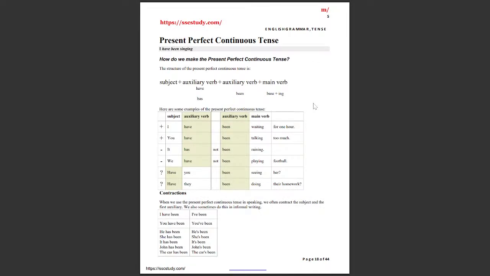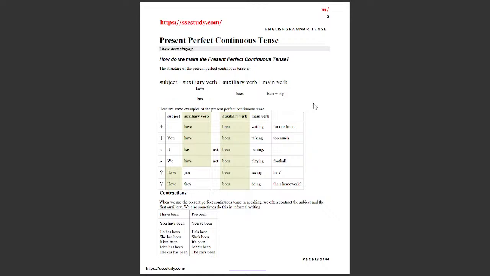So we have finished that, and let us see the present perfect continuous tense. Present perfect continuous tense is like I have been singing. The structure of the present perfect continuous tense is: subject plus auxiliary verb have or has, and auxiliary verb been. We have two auxiliaries here, plus the main verb, in the sense of the base word plus the -ing formation.